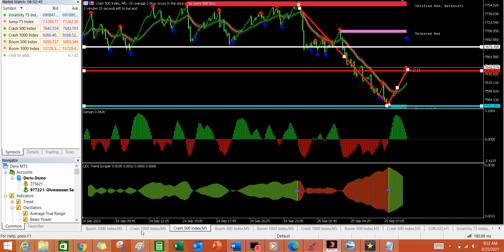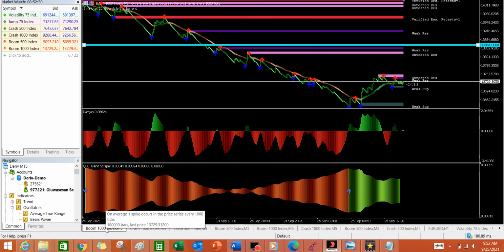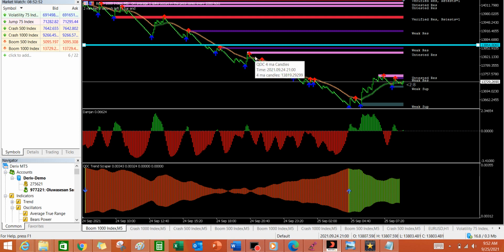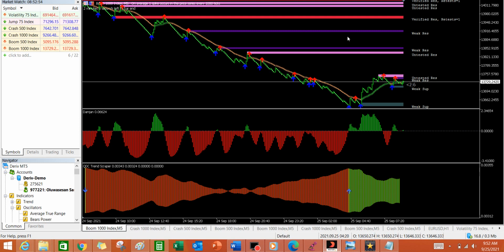Okay, let's check another asset. Then from there we will be looking at the 15 minute time frame quickly, and probably we continue from there tomorrow. Okay, so this is Boom 1000. You can see right here, we got our sell signal from here.